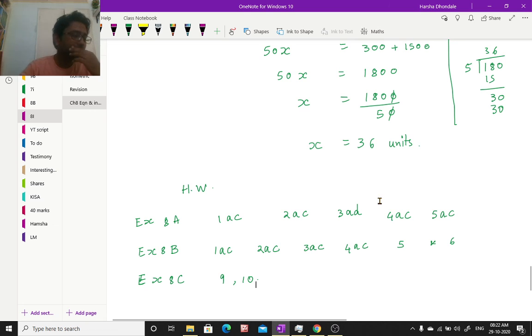Please submit it so you have enough time. Don't worry, but submit at least problems from exercise 8A today itself, and then 8B and 8C you can do whenever you have time. At least this much, because it will not take you more than 15 minutes to solve exercise 8A, whatever problems I have mentioned, 1AC, 2AC, 3AD, 4AC, 5AC.